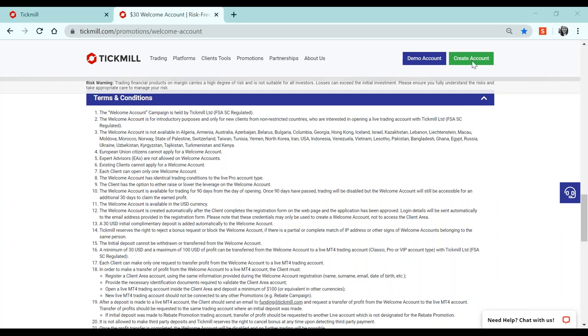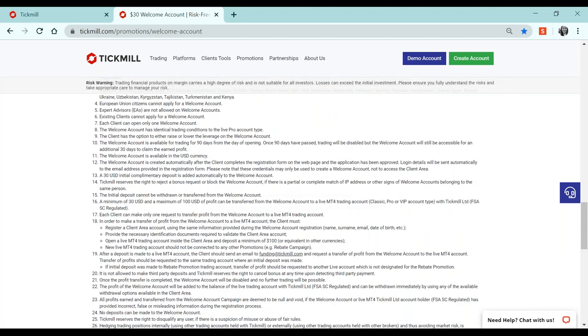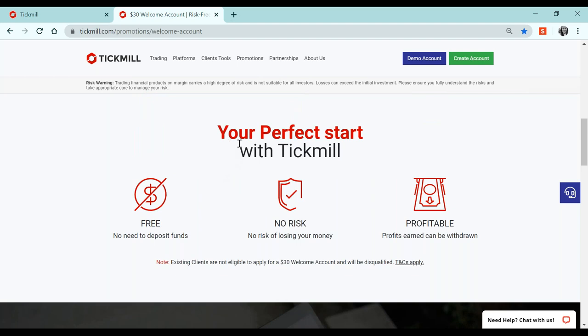Okay? So there. That's it. Anyone can use this and after that, you can withdraw. I've been seeing a lot of clients who were able to withdraw the profit from the welcome account. Most of them are able to reach up to $100. So hopefully if you try this welcome account, you get to earn profit as well and then you can use it for trading.